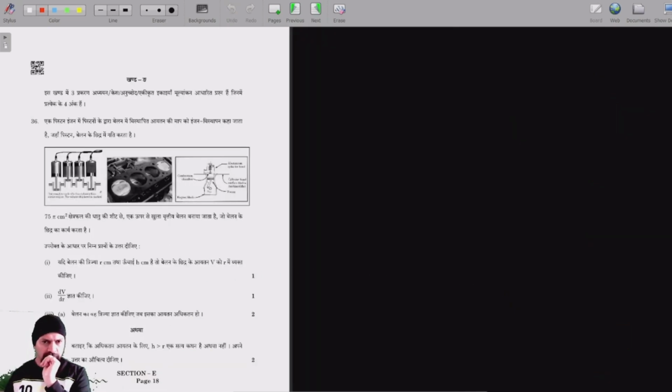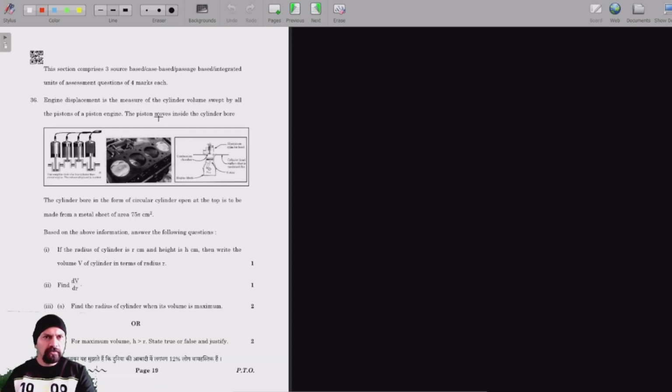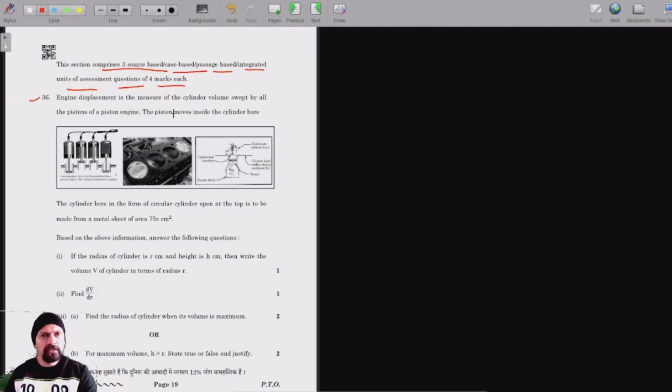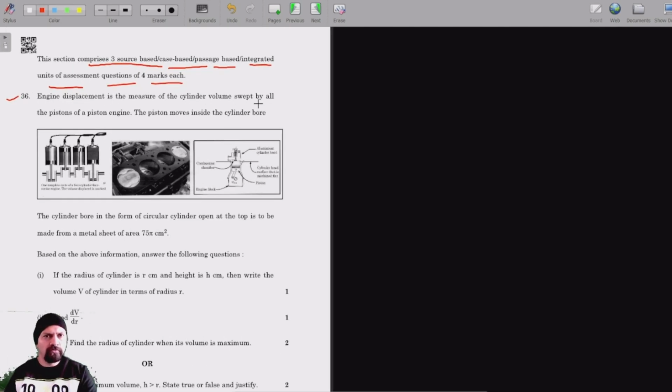We are going to cover up section E, and section E comprises of three source-based or case-based passage-based integrated units of assessment of 4 marks each. Question number 36 says that the engine displacement is the measure of the cylinder volume swept by all the pistons of a piston engine.